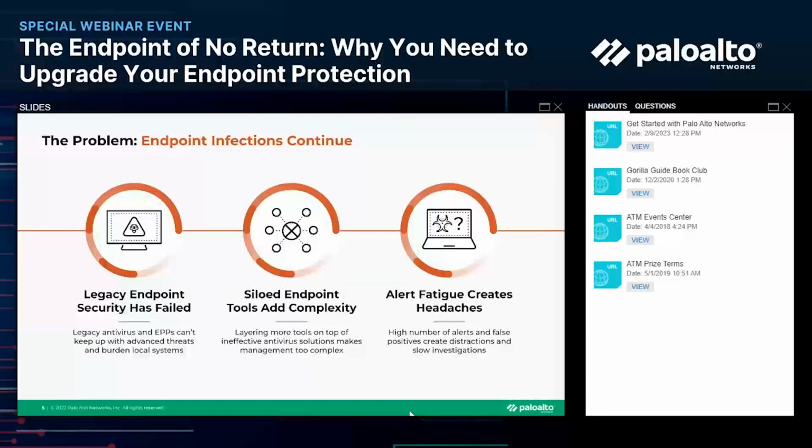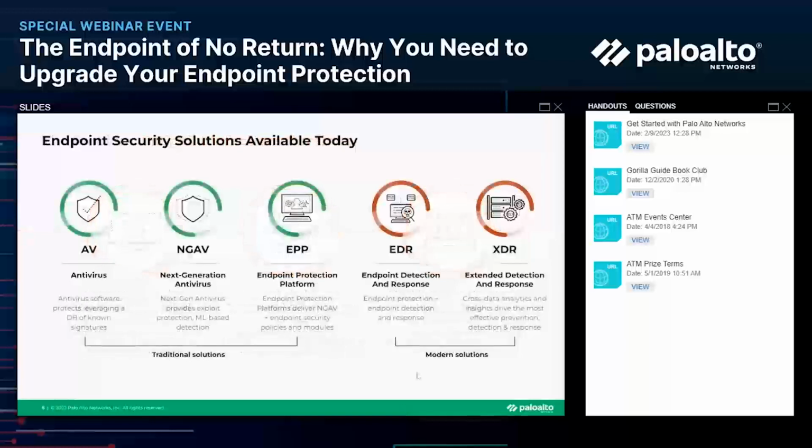And a large number of alerts that aren't correlated together into incidents really just slows down investigations and lengthens the time that attackers have to launch a successful attack on your organization. So it's pretty clear that if an organization does not have a forward-thinking, future-proof endpoint security strategy, they will have a pretty big gap in security to deal with.